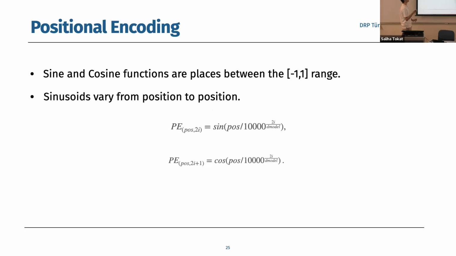The paper introduced us to use sinusoids to define our position. The sinusoids have two properties that we can use. One of them is that our position vectors will be just between the -1 and 1 range, so we cannot face exploding gradients in our training loop. Also, by using sinusoids for our position vectors, we get unique position vectors for each of our word vectors.